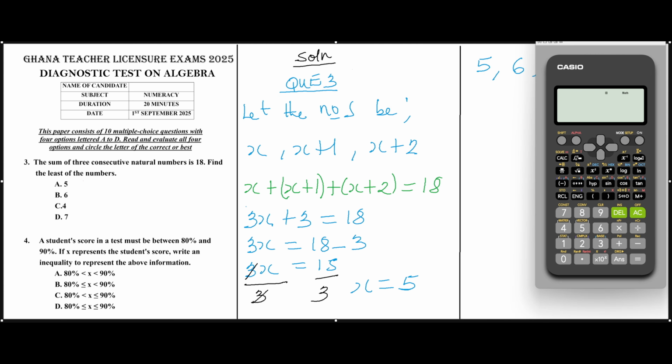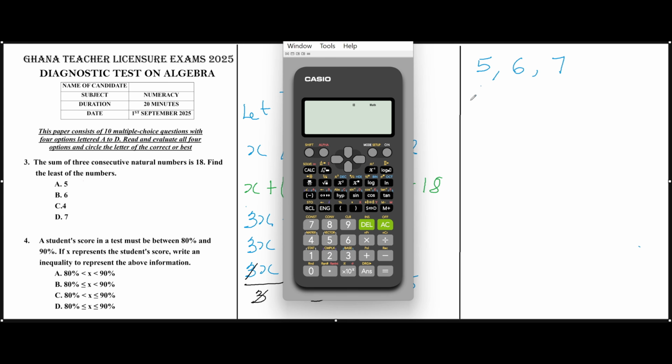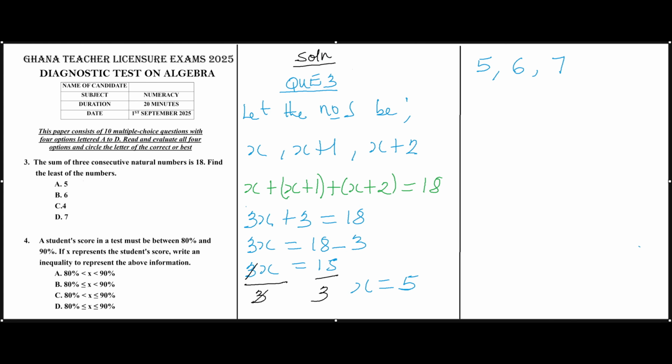Let's verify and see whether when we add up these 3 natural numbers, we will get 18. The first one here is 5 plus 6 plus 7, and that is 18. So our answer is correct. But then we have to find the least of the numbers. Least here means the smallest of the numbers. It is clear that 5 is the least number. So the right answer is option A.